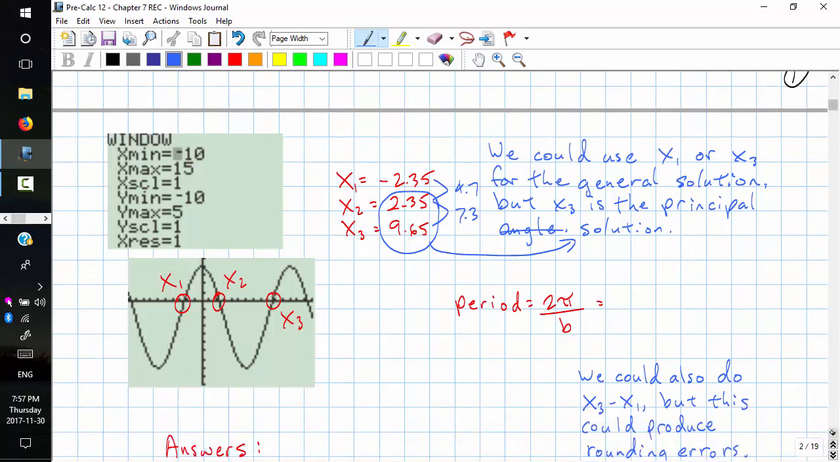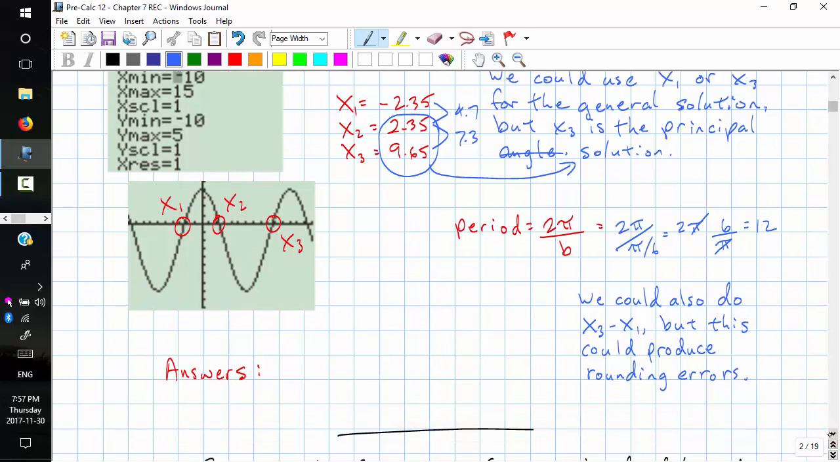If we look at our period, we have 2 pi over b. This is 2 pi over pi over 6. This is 2 pi times 6 over pi. The pi's cancel out and we get 12. So our principal solutions should be from 0 to 12. You could calculate your period by doing x3 minus x1, but this could produce rounding errors. It doesn't in this case, but it could.